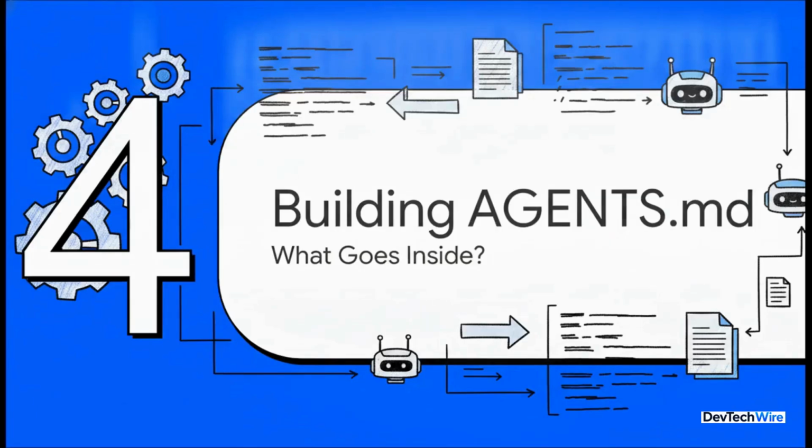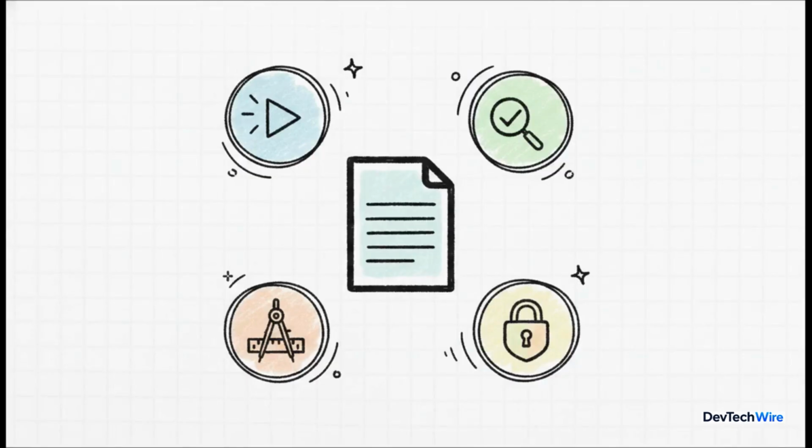Let's dive into Section 4, building your AGENTS.md file. What actually goes inside this thing? Well, these are the 4 pillars of a great briefing document. Notice that you aren't just telling the AI what the tech stack is. You are explicitly giving it the commands to test its own work before it claims a task is done. You're telling it to run pnpm typecheck or to run the unit tests. You're demanding strict conventions, like completely forbidding the use of the any type in TypeScript.